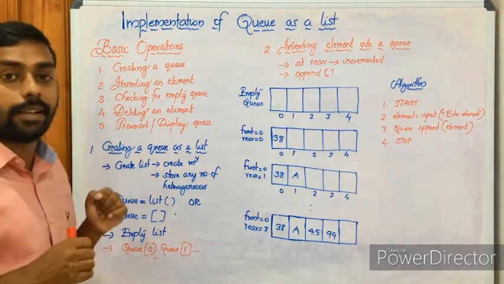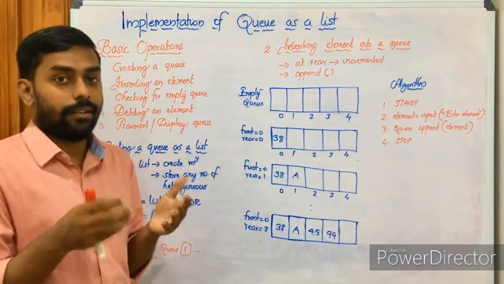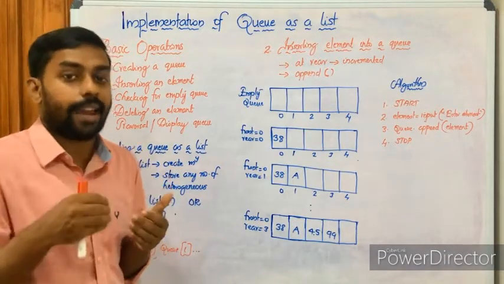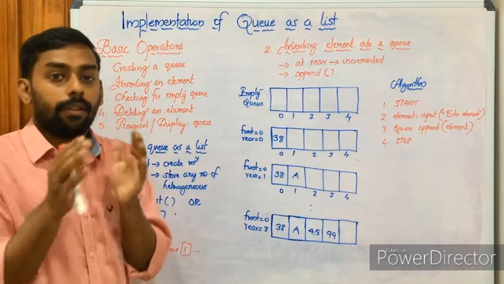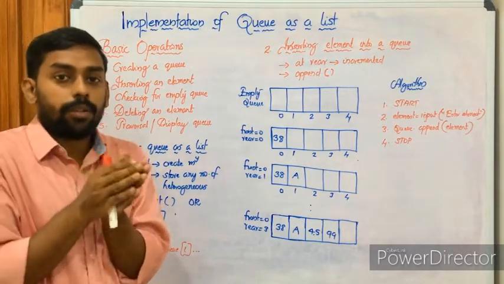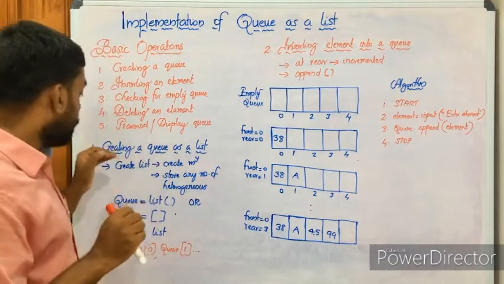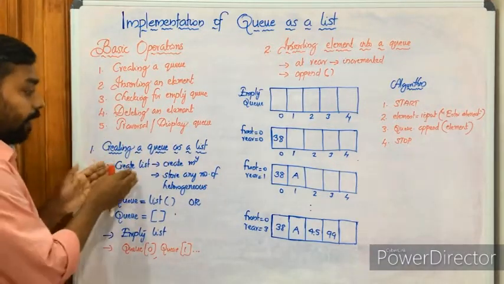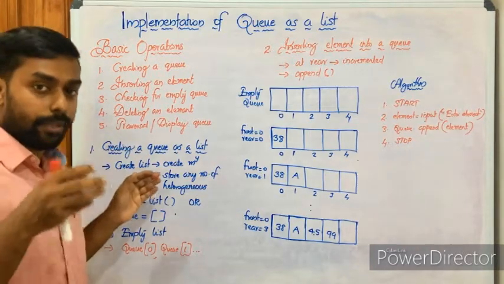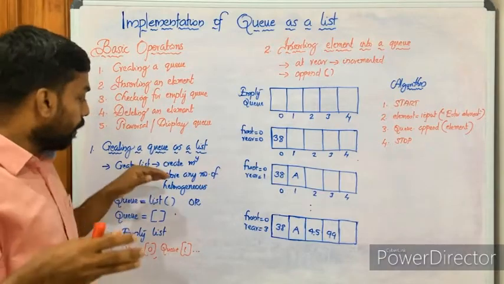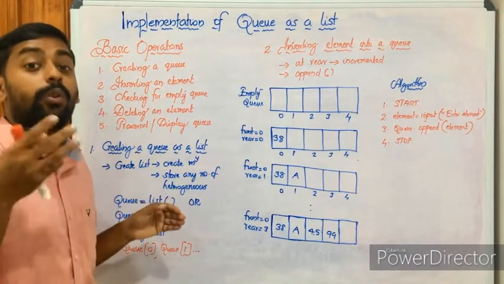The first, creating a queue as a list. You know how we have created a stack. We created a stack using the function list or using square brackets, right? So here also we are following the same. When we create a list, it creates a bunch of memory in the computer. Then it can store any number of heterogeneous elements.